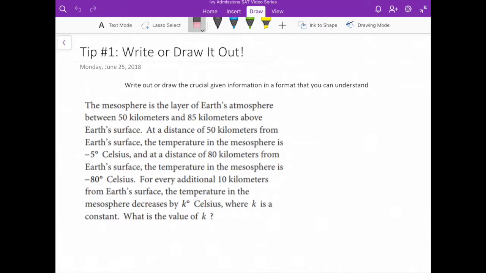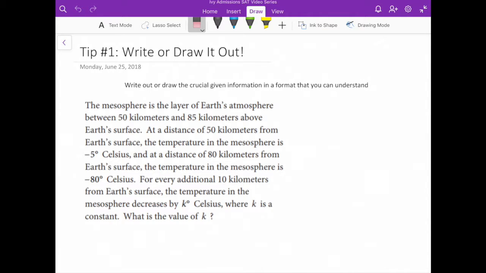So a lot of students have trouble with word problems, and honestly they become really tedious and confusing over time. So one thing that we often suggest is to write out or draw the crucial given information in a format that you can understand. And this is especially important for word problems in which the SAT loves to give you bulky passages with only about 3 to 4 important facts.